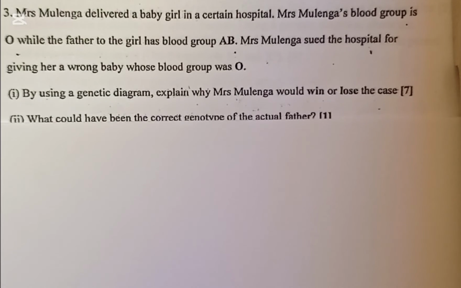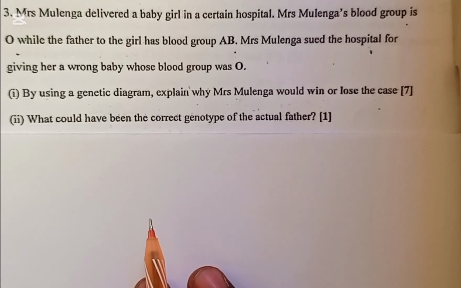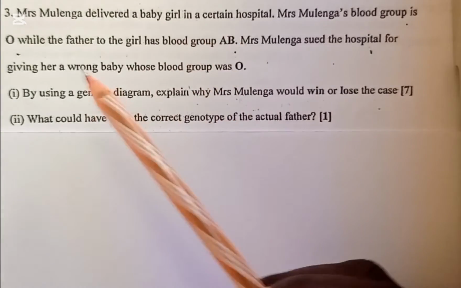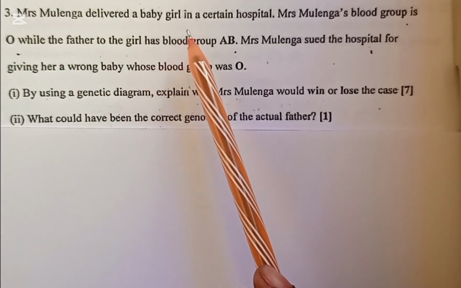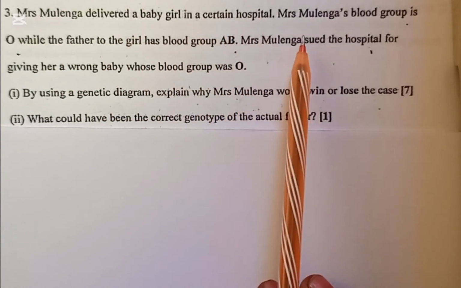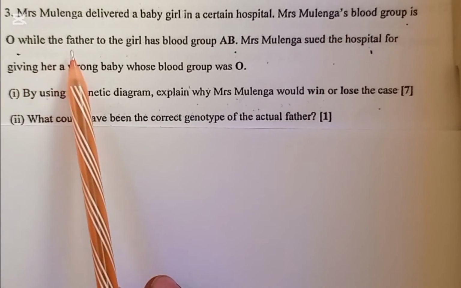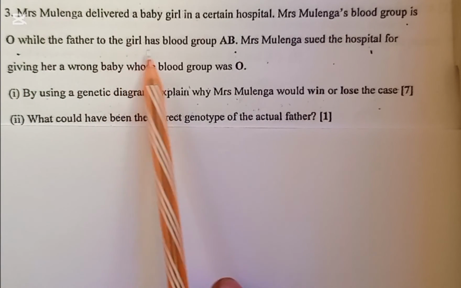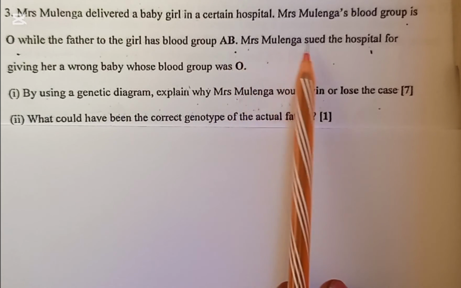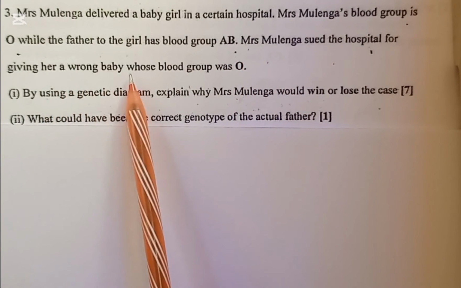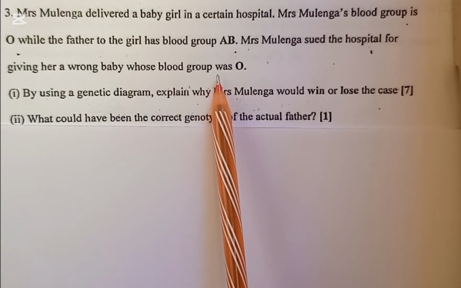Once again, this is Sakamuta Emmanuel. So in today's video, we are going to examine another question coming from genetics, but this time around, we are going to look at a different scenario. So the question that we have here reads, Mrs. Mlenga delivered a baby in a certain hospital. Mrs. Mlenga's blood group is O, while the father to the girl has blood group AB. Mrs. Mlenga sued the hospital for giving her a wrong baby, whose blood group was O.